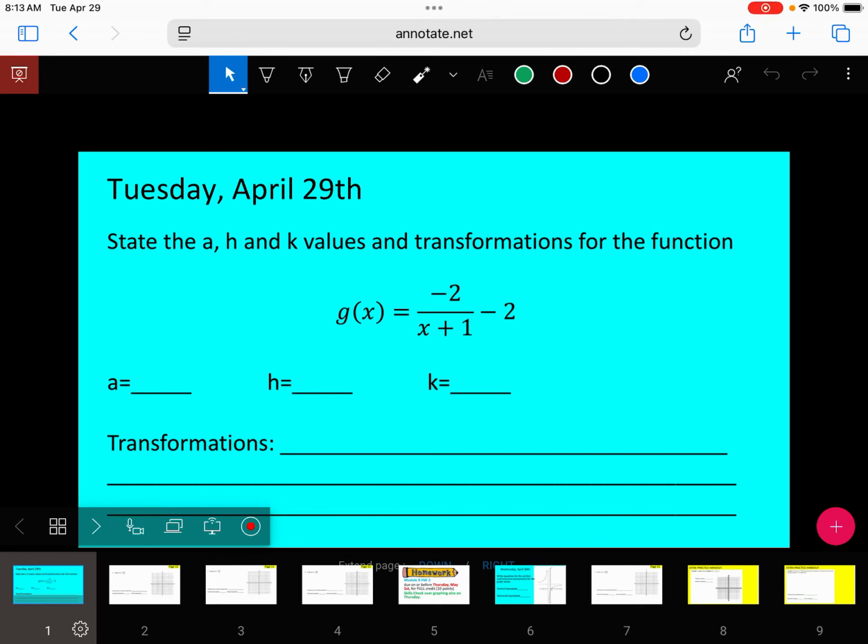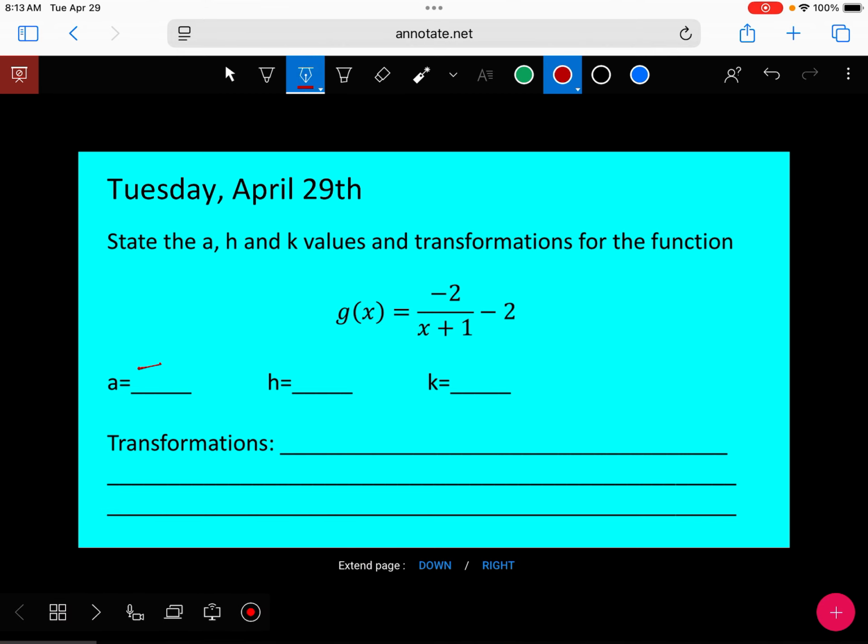So what would my A, H, and K value be for this equation? What's A? A is -2, which is going to make the graph stretch. And it's going to make it reflect.